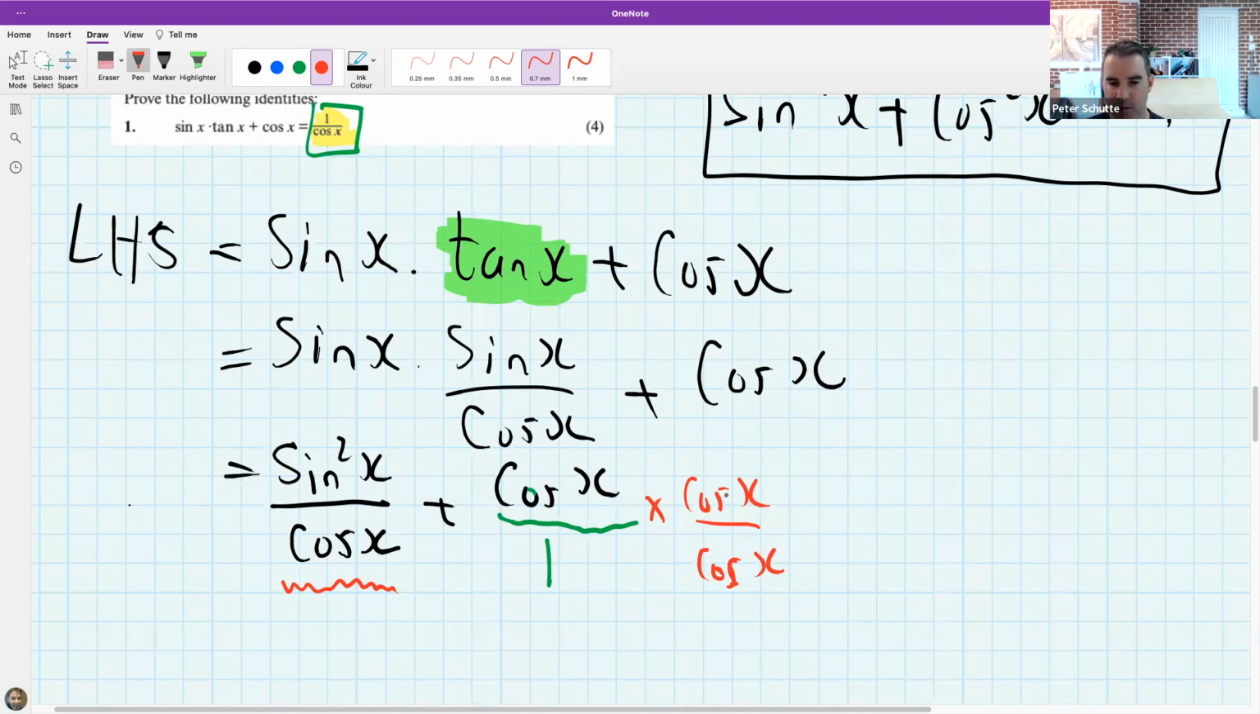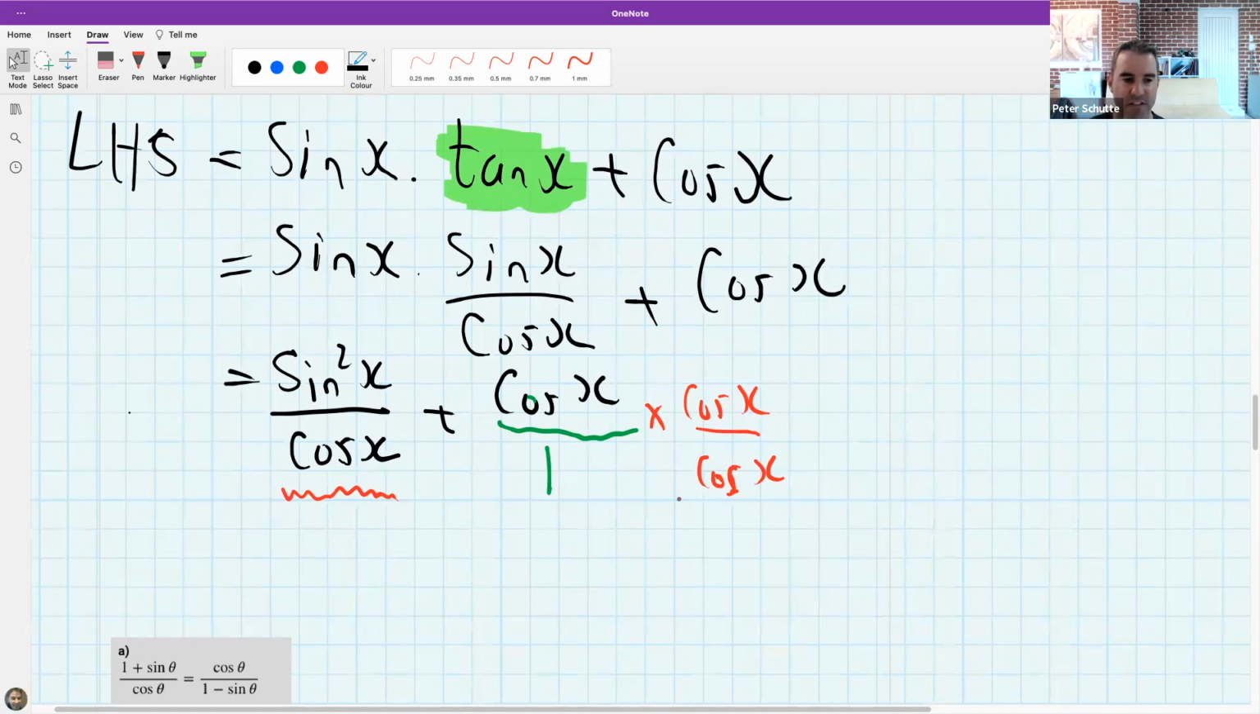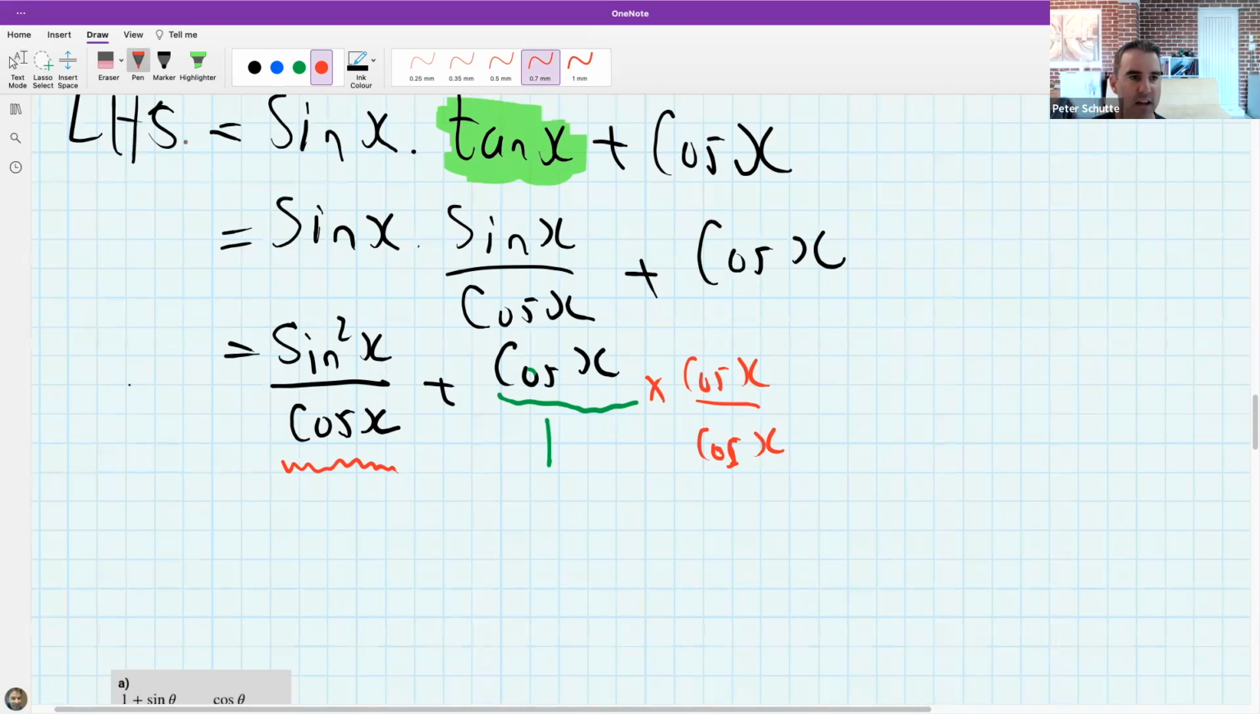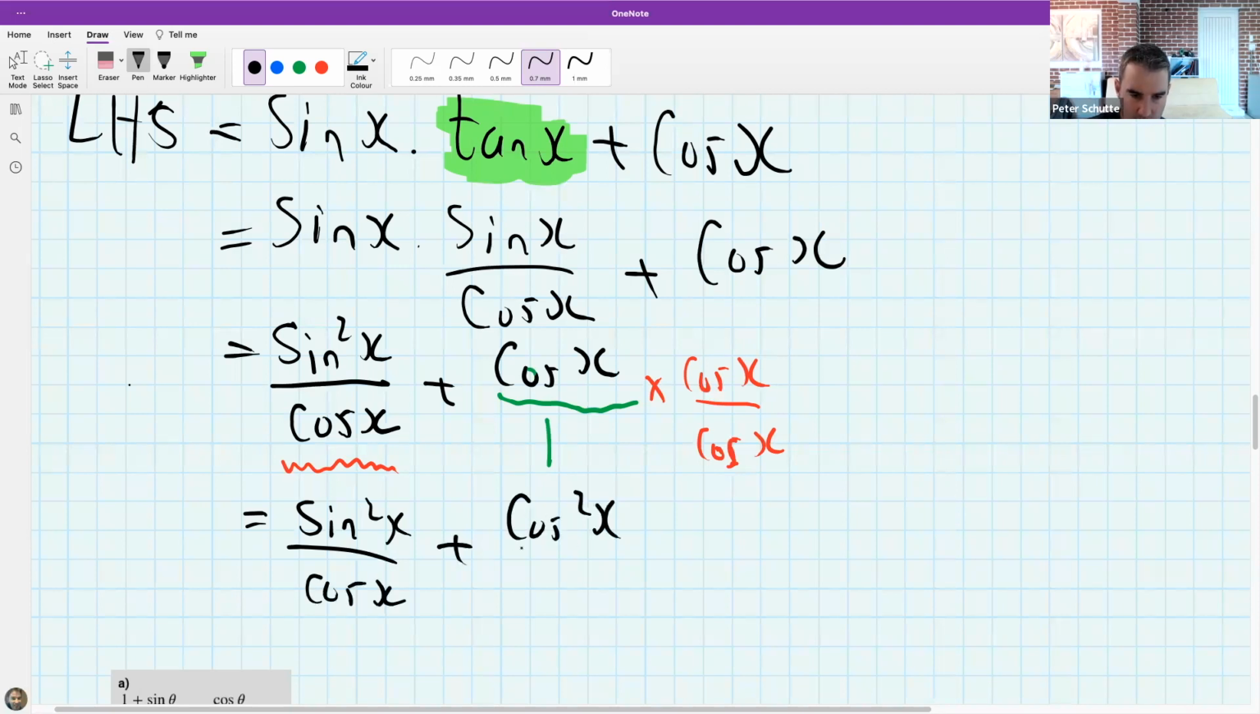And if you think about what cos x over cos x is, it's just 1. Anything over itself is 1. So you haven't changed the nature or the value of the identity. And so all that you're going to do is, if you do this, you're going to get that. Because a cos x times a cos x gives me a cos squared x, and then we get that.